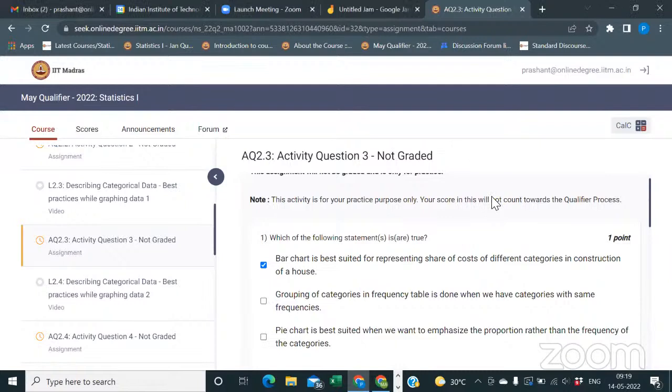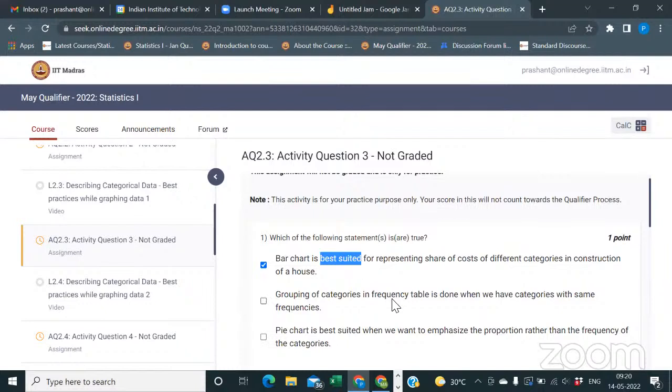In this question, it is asking which of the following statements is true. A bar chart is best suited for representing the share of cost of different categories in construction of a house. Whether it is correct or not? We can also represent this data on a pie chart. It is not correct. A bar chart is best when you have to represent the count or frequency of something. A pie chart is best here, so the statement is incorrect.